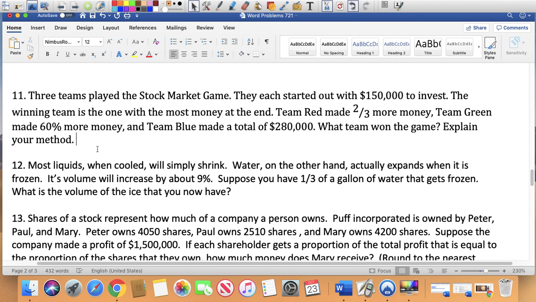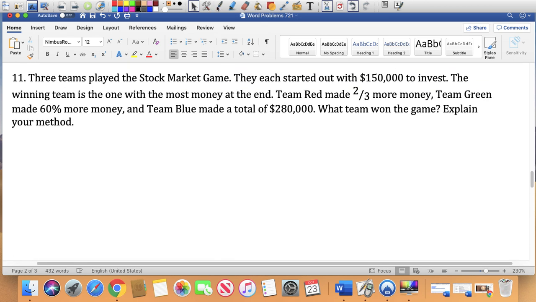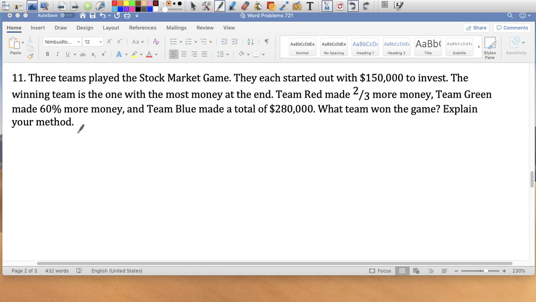11, 3 players. So they each start with 150,000, and they're supposed to invest. And whoever makes more money wins. So here's the red team. Here is the green team. And the blue team, there's nothing to calculate, 280,000.